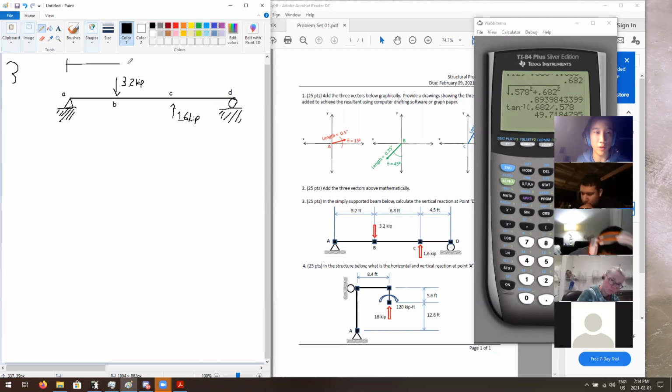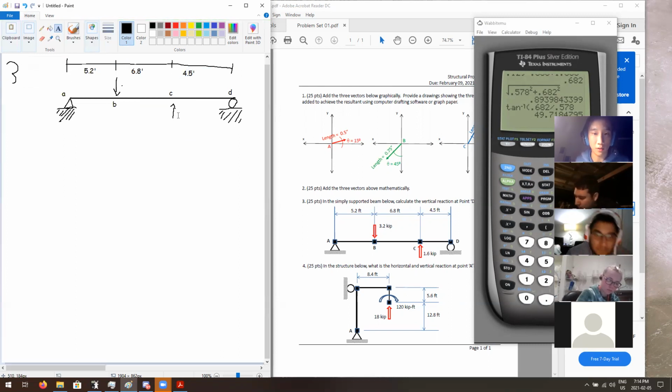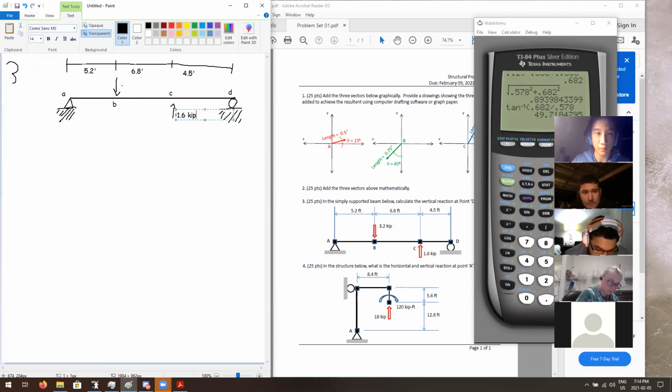How far are these away from each other? Well, this is 5.2 feet, 6.8 feet. You know what? I'm just gonna make these pretty. Gonna type these out. All right. This bit is 5.2 feet. This bit is 6.8 feet. This point is 4.5 feet. This is 1.6 kips. And this is 3.2 kips.